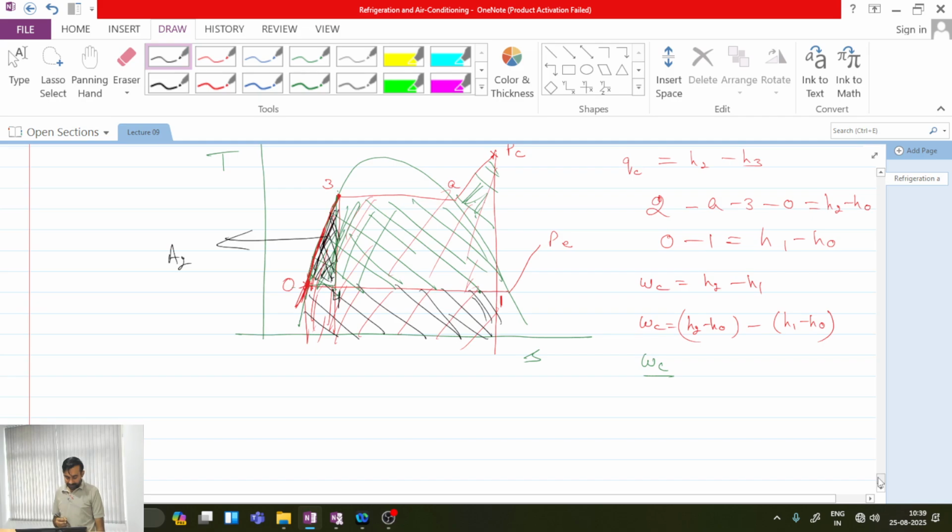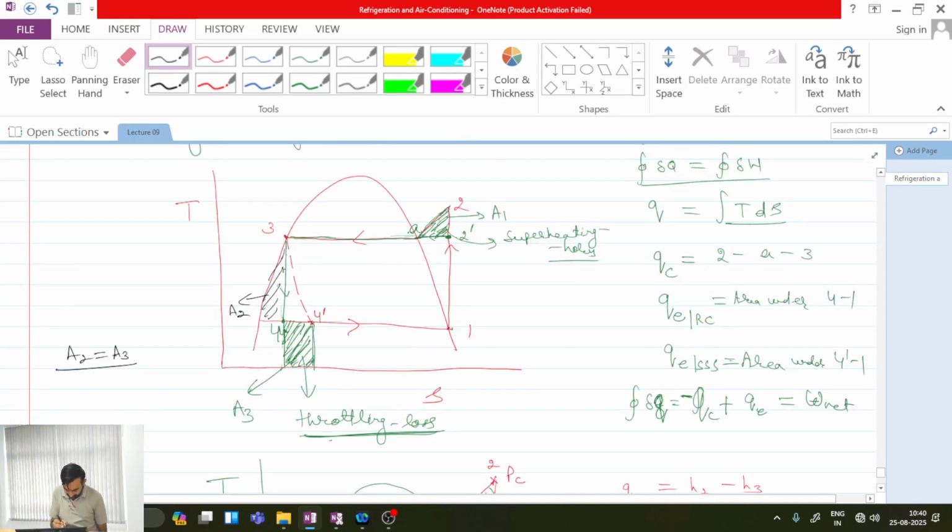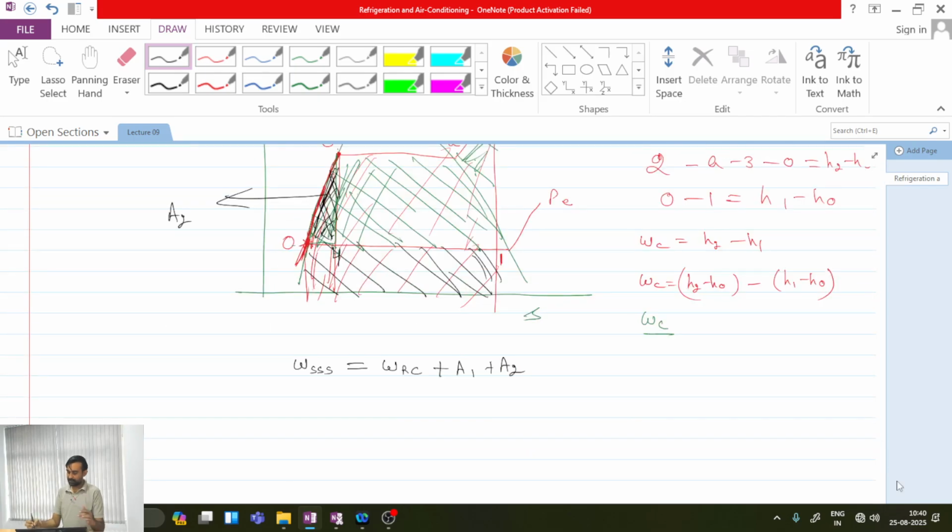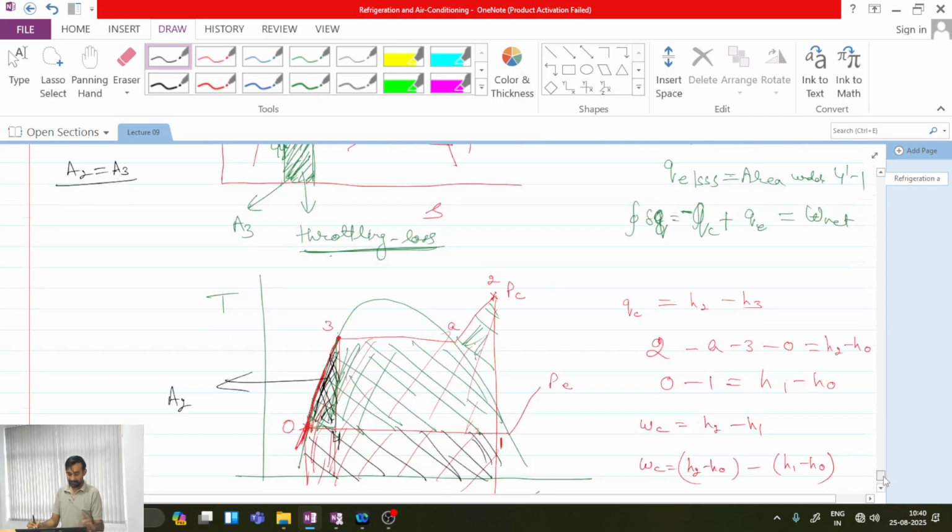If A2 is equal to A3, then the work done required by the triple S cycle is nothing but work done required by reverse Carnot cycle plus A1 plus A3, and A3 is identical to A2. Clear? And what is A2? A2 you have to understand very clearly, it is nothing but this area. If from 3 point I draw isentropic line, that isentropic line with saturated liquid line, whatever area it will be encapsulating, that is my A2. And for comparing this figure and this figure, we can say that A2 equal to A3.